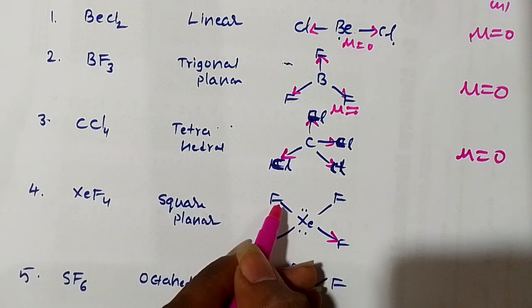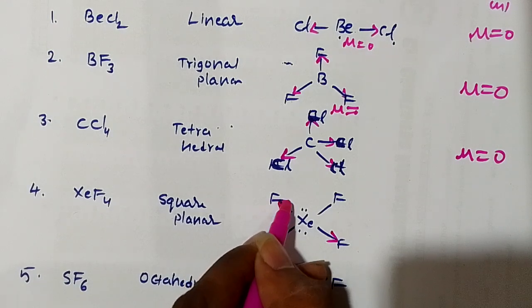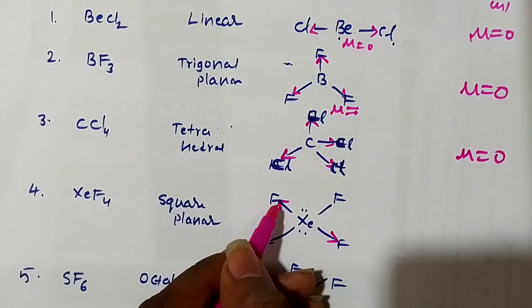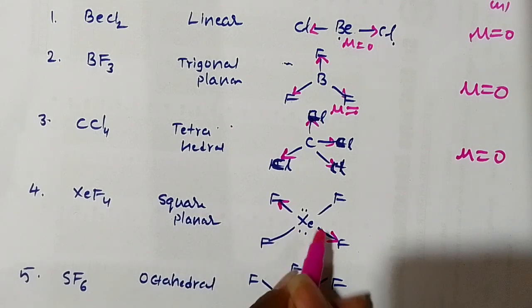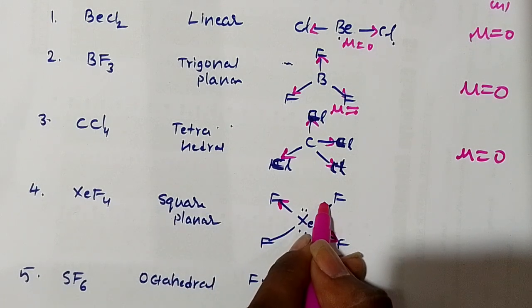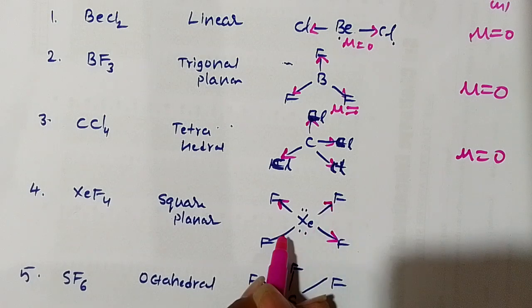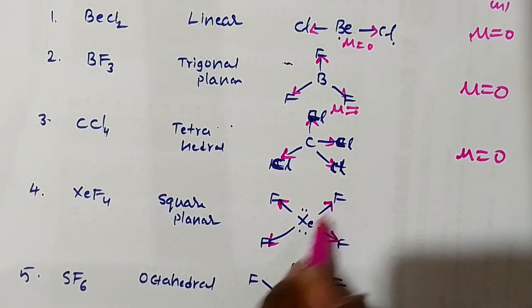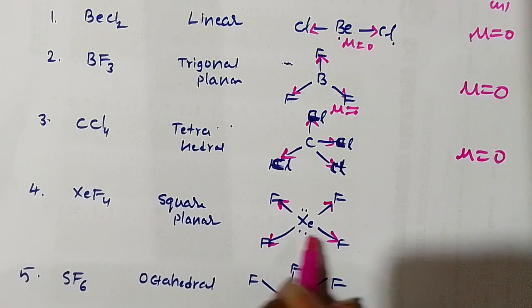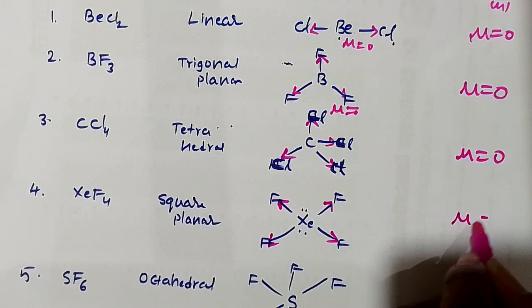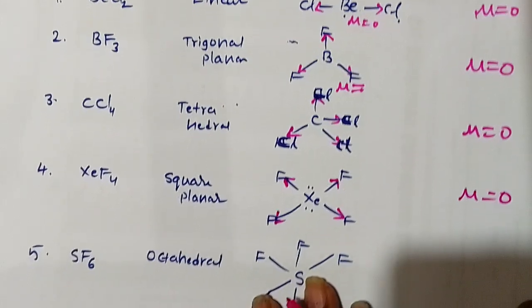At the same time, this fluorine attracts the bonded electrons towards itself with some force. Both forces cancel with each other. This fluorine also attracts the bonded electrons towards itself with some force, and both forces cancel with each other. Now the net force, the net dipole moment, is 0.